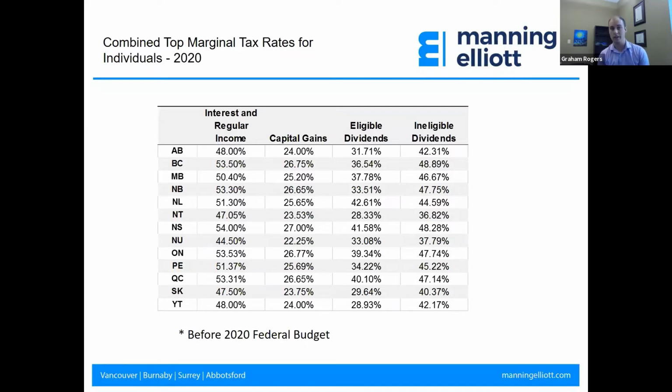Now, dividends receive a different tax treatment. An eligible dividend has a lower tax rate because they're paid from profits that were taxed at the higher general rates in a corporation. So the rate is around 36.5%. An ineligible dividend is paid from a corporation that was taxed at the lower small business rate. So the theory of integration applies here, and therefore the individual would pay a higher rate of tax, which is just under 49%, so that the total tax would be similar if an individual earned that income directly.